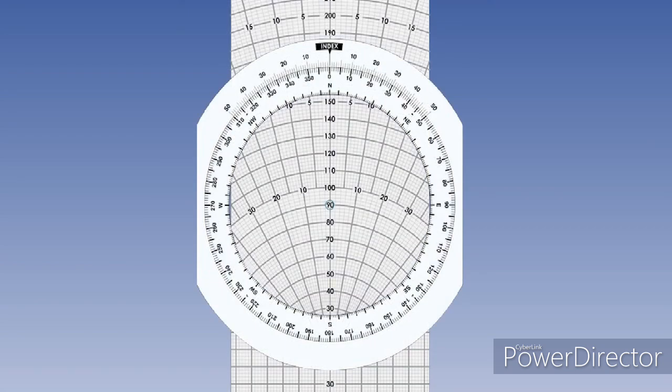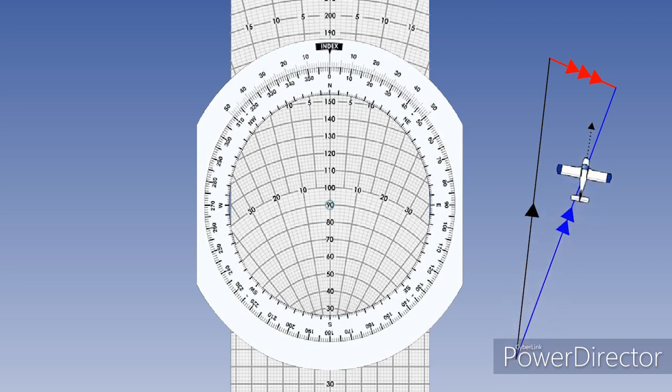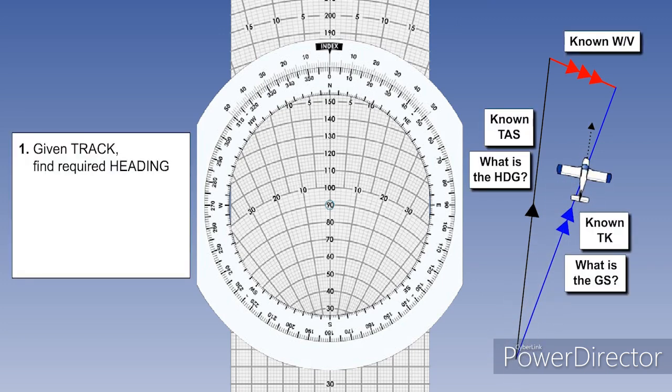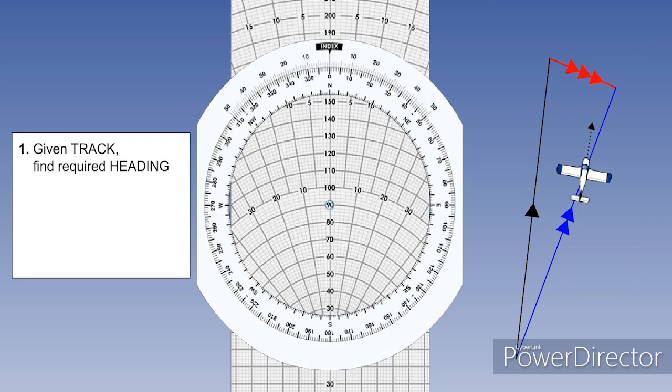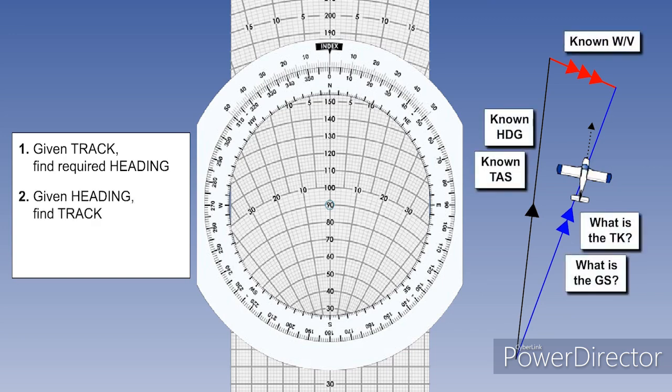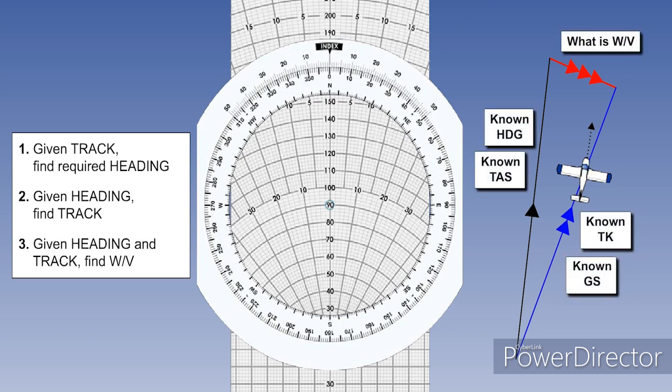There are three separate problems which can be solved on the wind face of the navigation computer. These are: given the wind and having determined our track and true airspeed, calculate the required heading and achieved ground speed. Knowing the wind, heading and true airspeed, calculate our achieved track and ground speed. Knowing our heading, true airspeed, track and ground speed, calculate the wind velocity.